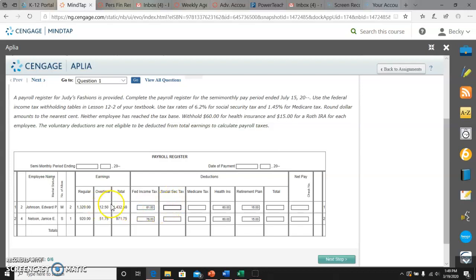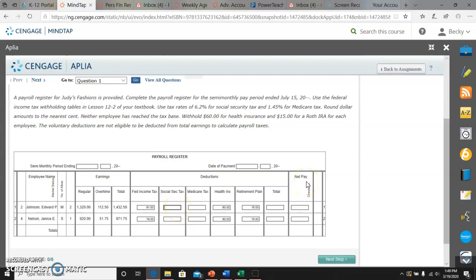And then I'm going to take total earnings. Again, regular and overtime mean nothing to us anymore. All we care about is the total. So take the total earnings for Edward times 0.062 here. Take the total for Janice, 971.75 times 0.062. Then take total earnings times 0.0145, and times 0.0145 for Janice. And that's what we'll get.